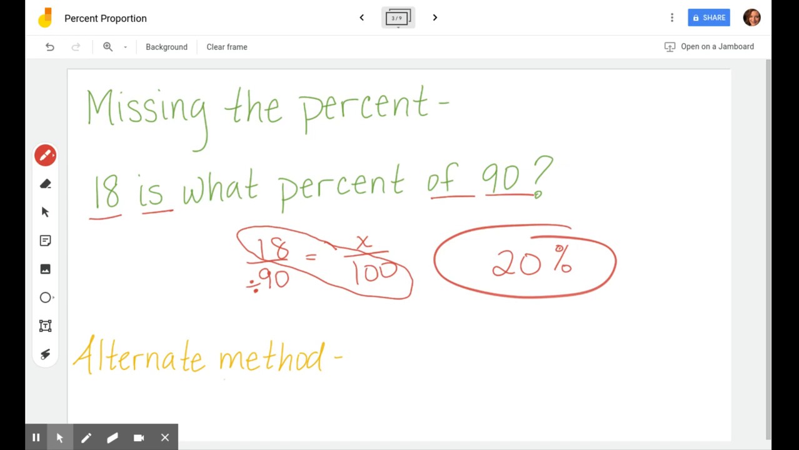Now, when you're missing the percent, there is another method that you can use. Like I said, that percent proportion will work every time. But the other thing that you can do, that we've already talked about a little bit in this unit, is take 18 and divide by 90, and that's going to give you 0.2. So I'm just changing a fraction to a decimal. And then from the decimal, you can scoot it over and make that into your percent. Either way is fine. You're going to get the same answer. If you want to stick with the percent proportion every time, that's okay. If you'd rather just quick divide and scoot your decimal over, that's okay too.